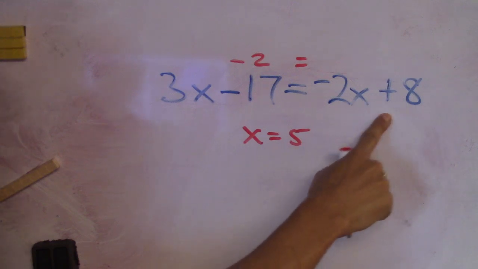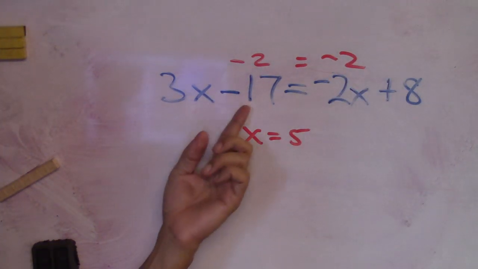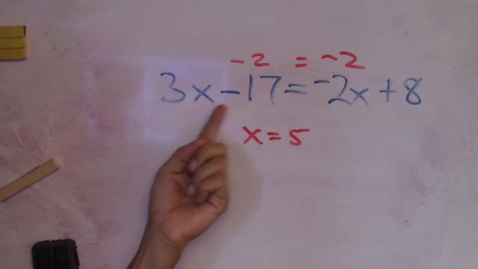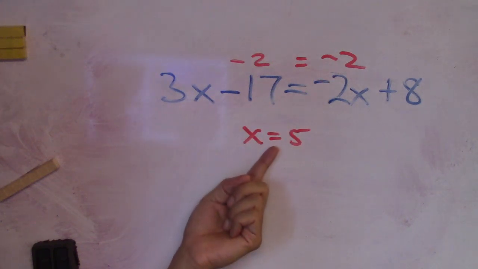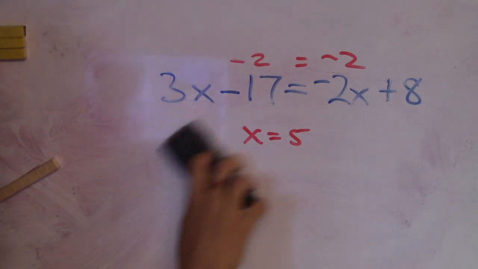Negative 10 plus 8, negative 2. Yep. So I was just hiding negative 2, right? This is a complicated way of saying negative 2, if x is 5. Yeah. Right? All right. Beauty. Okay.